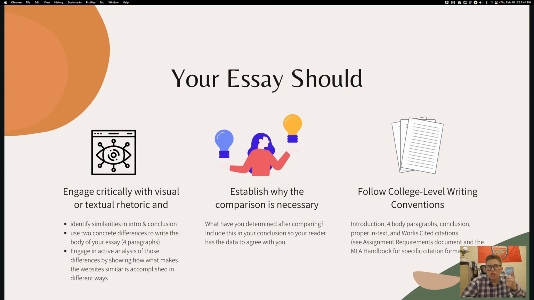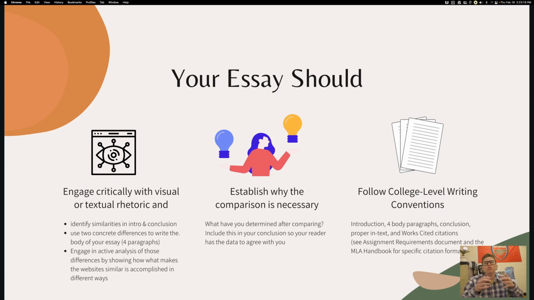Now, follow college level writing conventions, right? Same thing as we saw last time, except now we've got the addition of the four body paragraphs instead of just body paragraphs more generally. We need our intro, which, if you look on the assignment requirements, contains the hook and the bridge and the thesis and all the stuff. You need your body paragraphs that contain your topic sentences and your evidence and your analysis and your transitions, all of the things we've talked about before, okay?